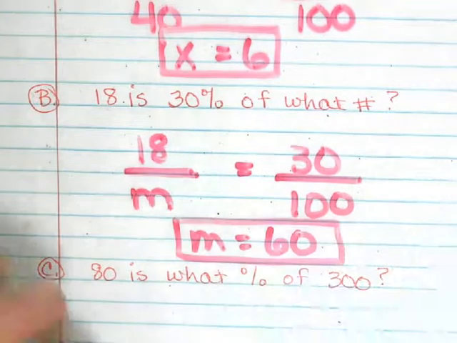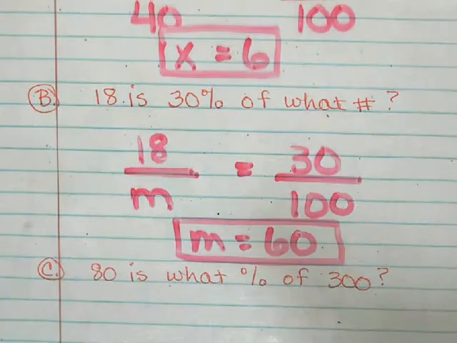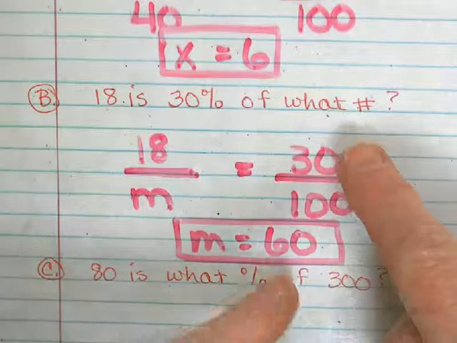Now notice those are all numbers, just regular numbers. So we could say 18 is 30% of 60.